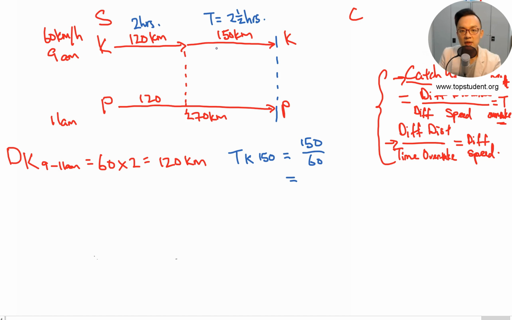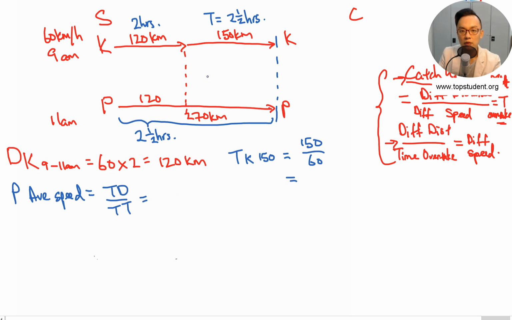So what that also means is that Perry covered 270 kilometers in 2.5 hours. So Perry's average speed equals total distance over total time, which is 270 divided by 2.5, equals 108 kilometers per hour. So that's Perry's average speed.